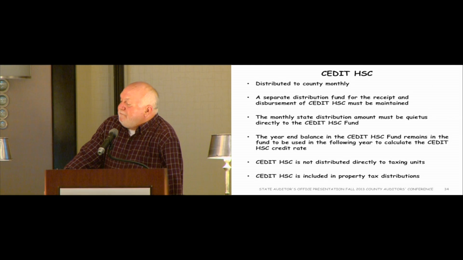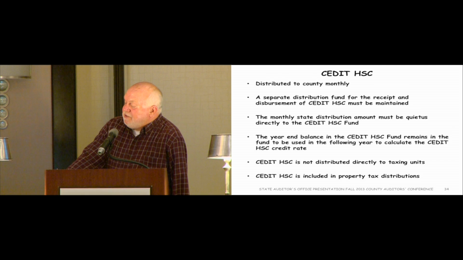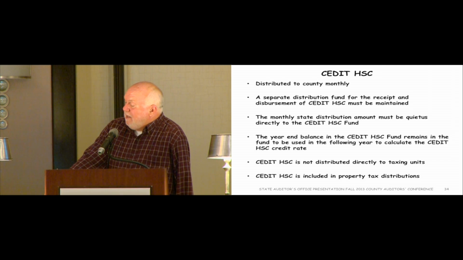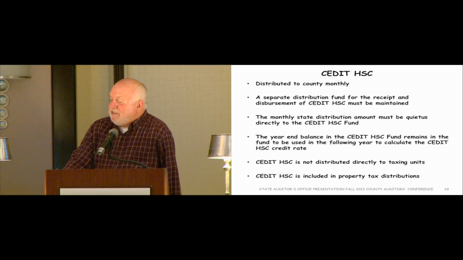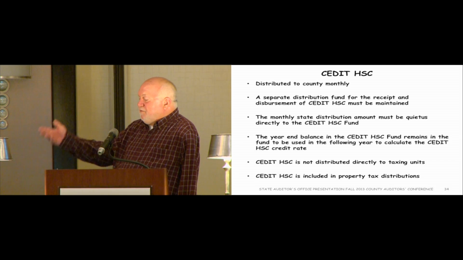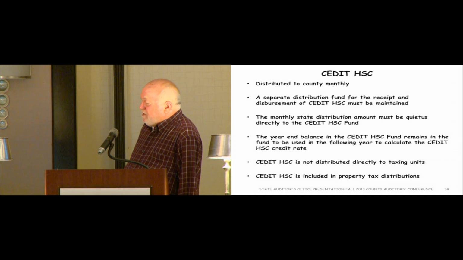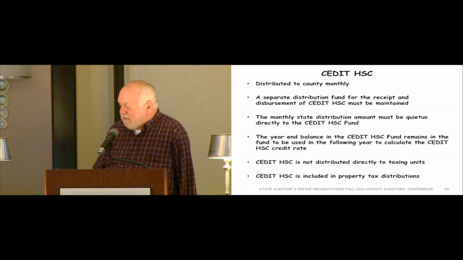Seated homestead, we distribute that to the counties monthly. You must have a separate fund for that, and the state distribution is quietus directly to the fund. The year-end balance in the seated homestead credit fund remains in the fund to be used toward the next year's rate calculation. You don't distribute this directly to taxing units. It's included in the property tax distributions.